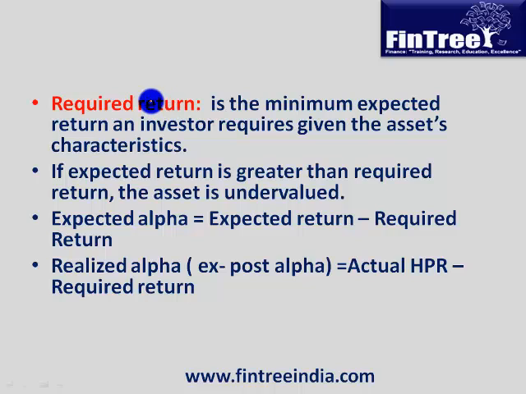Required return is what investors want to earn. Minimum expected return an investor requires given the asset's characteristics. If expected return is greater than required return, the asset is undervalued and vice versa. Make sense? Expected alpha is equal to expected return minus required return. Realized alpha, also called ex post, is actual holding period return minus required return. So again, in expected alpha we are using expected return. In realized alpha we are using actual HPR.